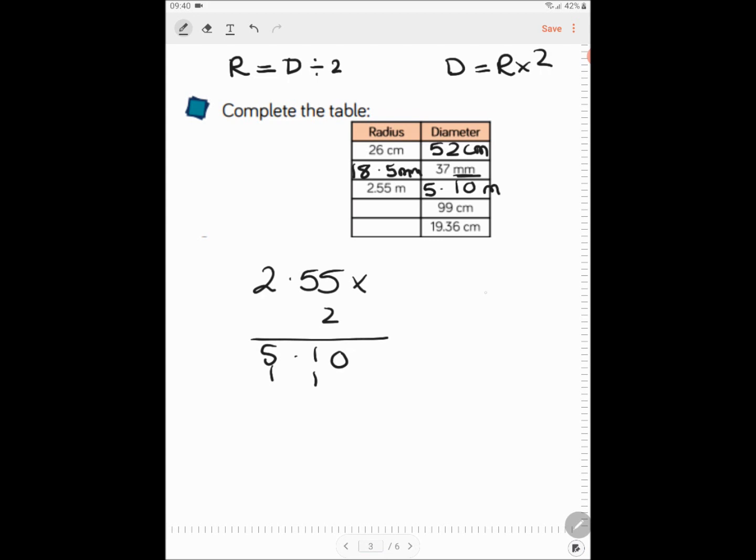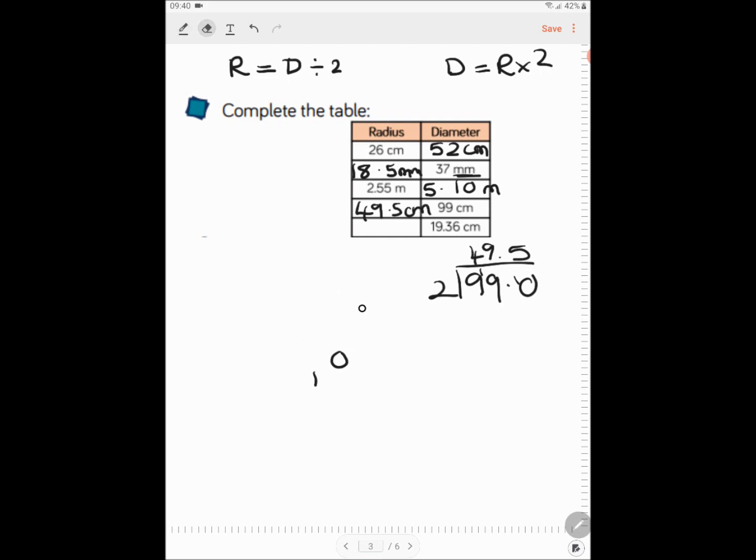Next one, 99 centimetres. So we've got the diameter, so we're dividing by 2. So 99 divided by 2. 2 into 9 goes in 4 times with 1 left over. 2's into 19 go in 9 times, also with 1 left over. 2's into 10 go 5. So that's 49.5 centimetres.